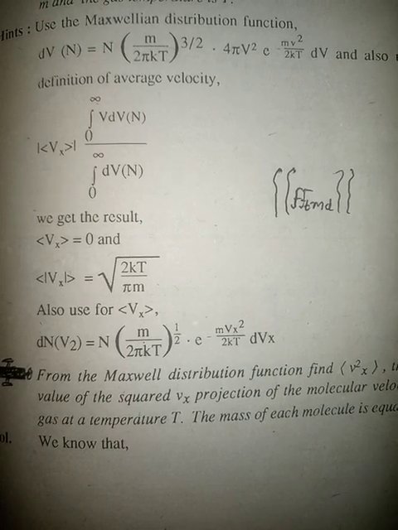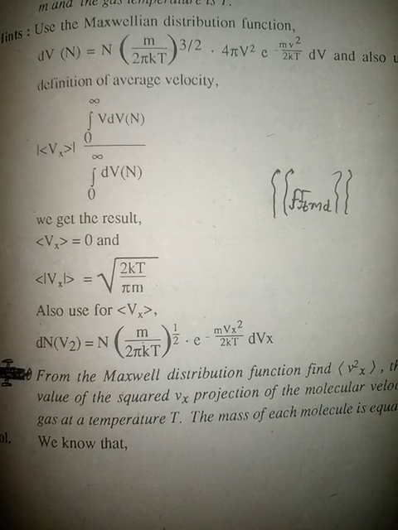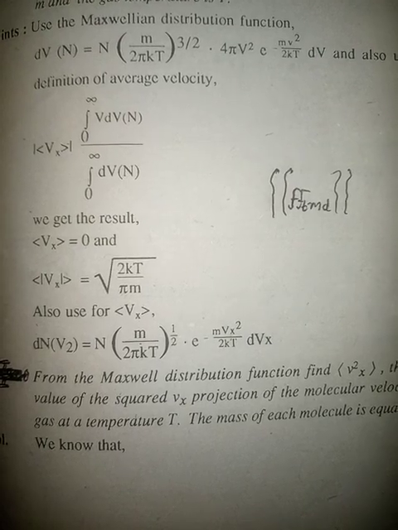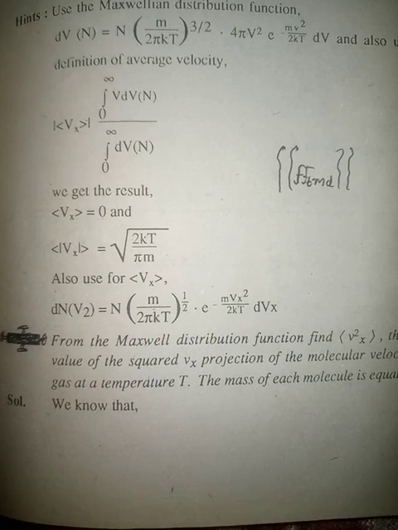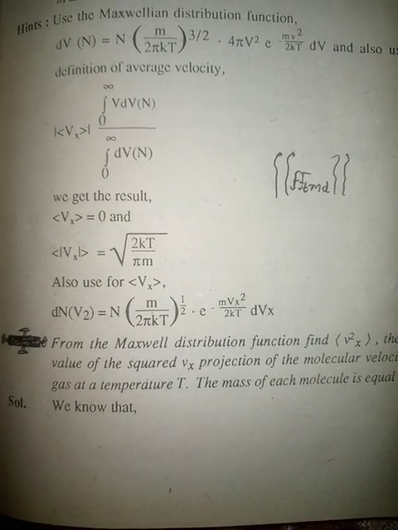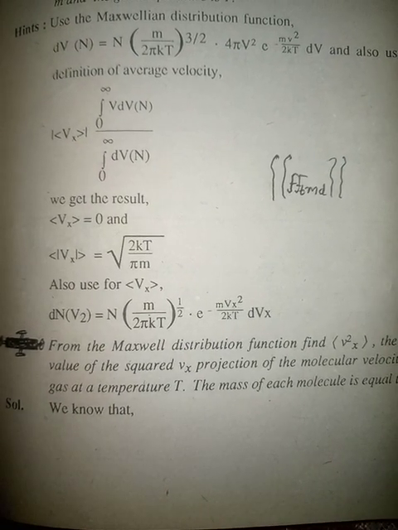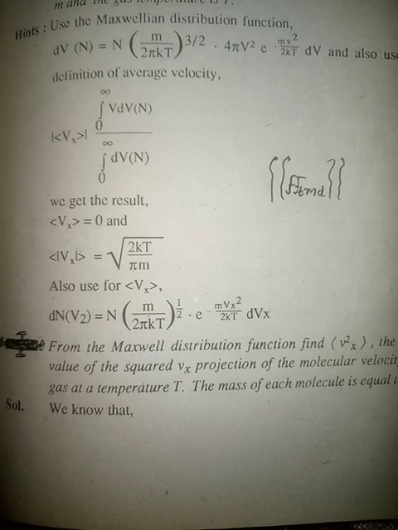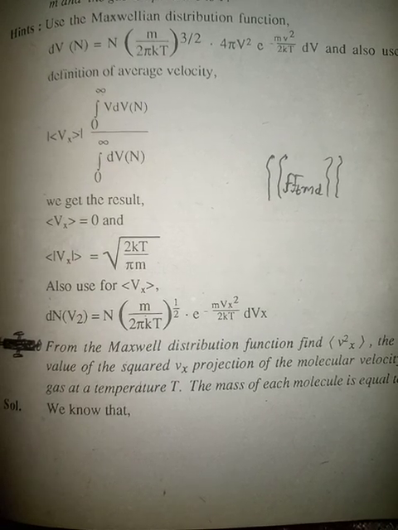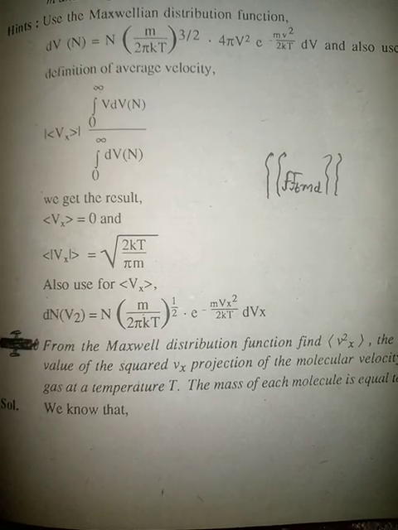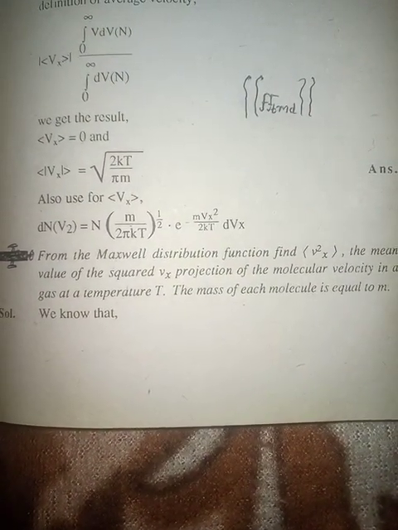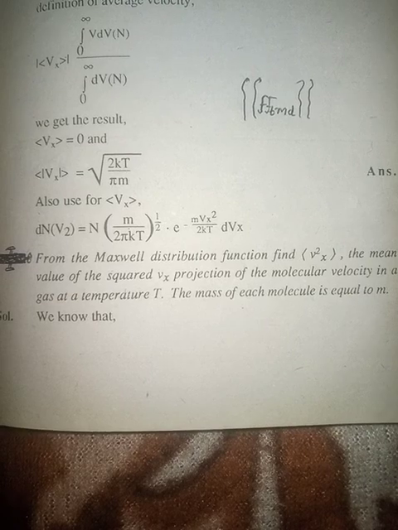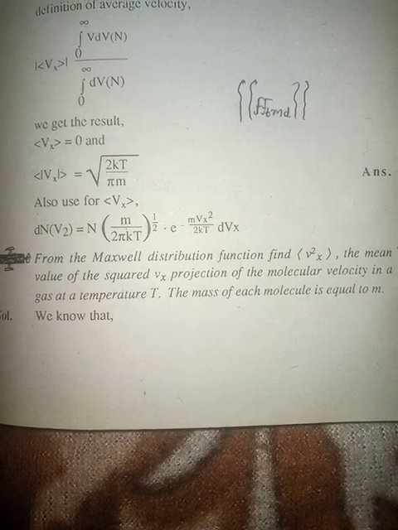The average of |Vx| equals the integral from 0 to infinity of v dNv divided by the integral from 0 to infinity of dNv. We get the result: the average of Vx is equal to 0, and the average of |Vx| equals root of 2kT/πm. Also used for the average of Vx: dNvx equals N into (m/2πkT)^(1/2) into e^(−mvx²/2kT) dvx.